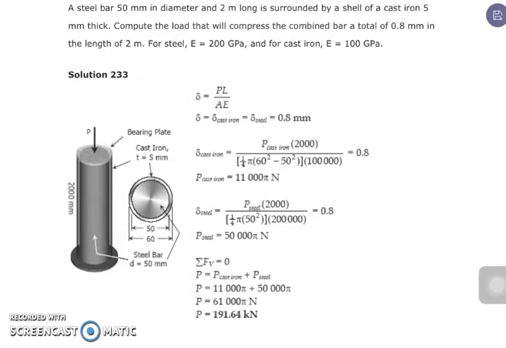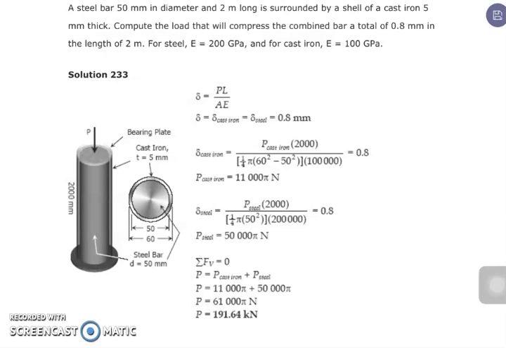So for this, we have the first problem for statically indeterminate members. Try to solve it using the equation for deformation. Problem number 1 states that a steel bar 50 mm in diameter and 2 meters long is surrounded by a shell of cast iron 5 mm thick. Compute the load that will compress the combined bar a total of 0.8 mm in the length of 2 meters.